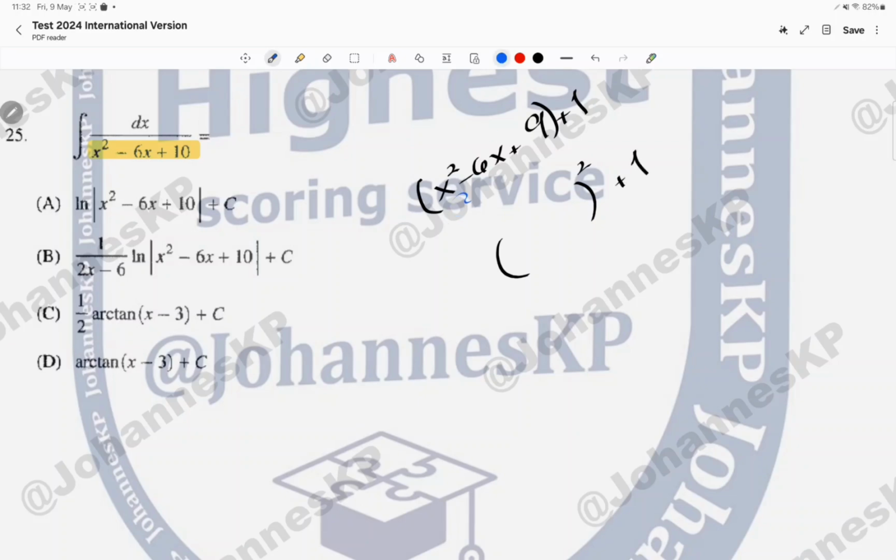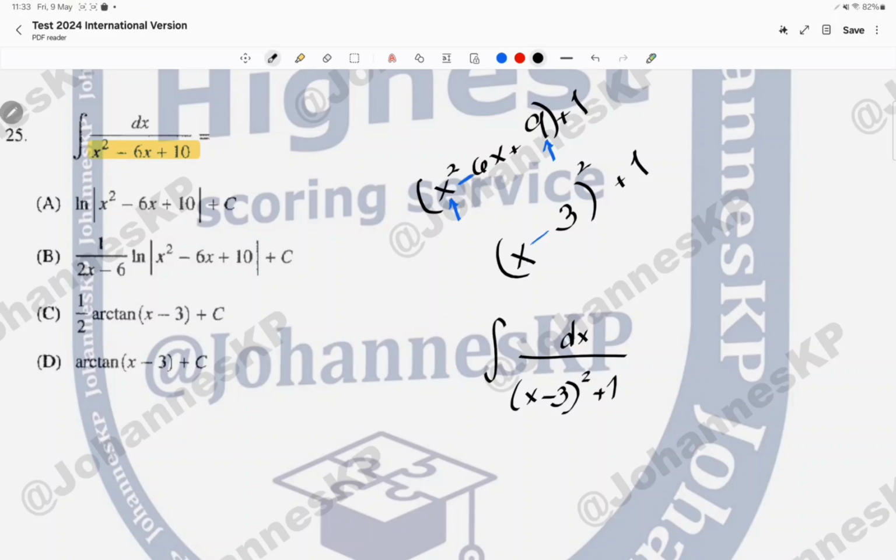Now you take that x squared, and you do what with it? You square root it. Yes. You take that 9, and you square root it. 3. You take that negative and put it here. So now we're going to have dx over x minus 3 squared plus 1.